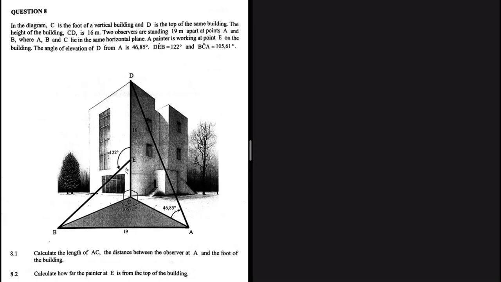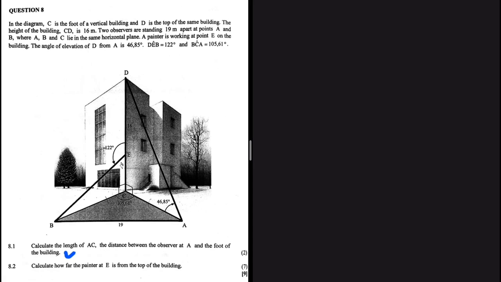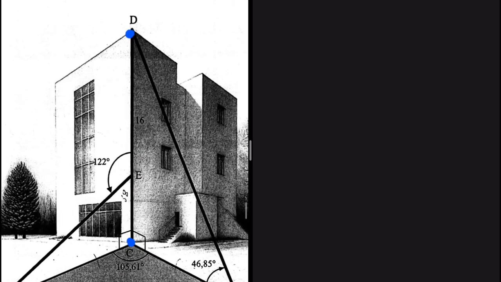Calculate the length of AC, the distance between the observer at A and the foot of the building. So let's take a look and see what is happening. In the diagram, C is the foot of a vertical building, and D is the top of the same building. And there we go, our haunted house. The height of the building CD is 16 meters. We can clearly see it is shown here, 16 meters.